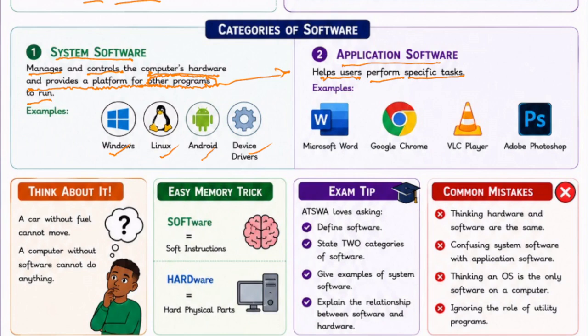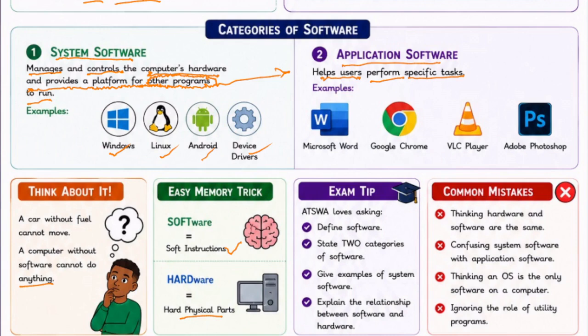So think about it. A car without fuel cannot move. So a computer without software cannot do what? Cannot do anything. Easy memory trick: software equals soft instructions. Hardware equals hard physical parts.